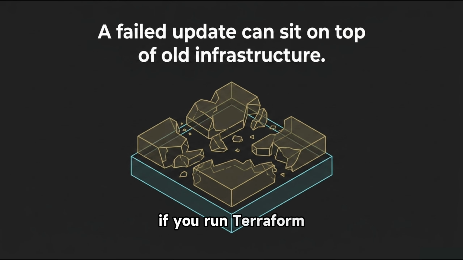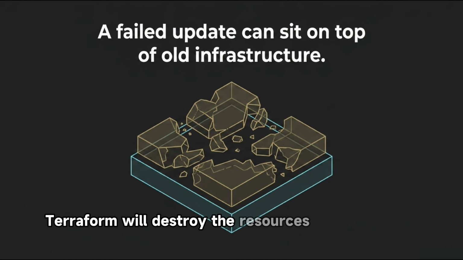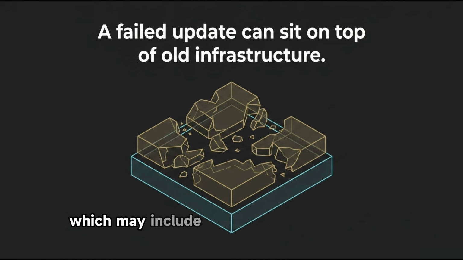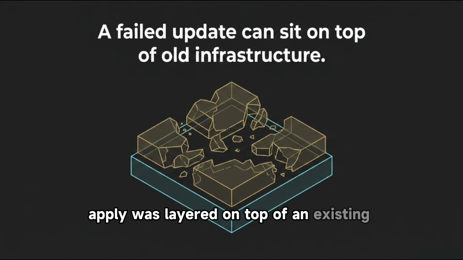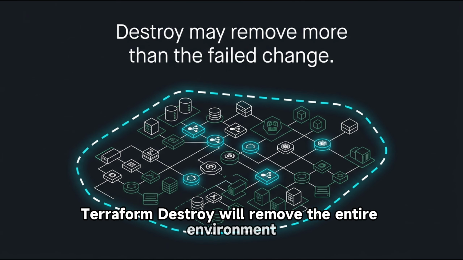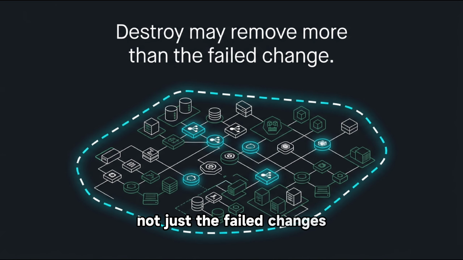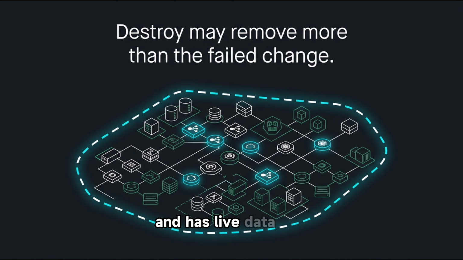If you run Terraform destroy immediately after a failed apply, Terraform will destroy the resources in its state file, which may include resources from a previous successful deployment that the failed apply was updating, not replacing. The failed apply was layered on top of an existing environment. Terraform destroy will remove the entire environment, not just the failed changes. This is how a failed apply to add a CloudWatch alarm ends up destroying the RDS database that was provisioned 6 months ago and has live data in it.